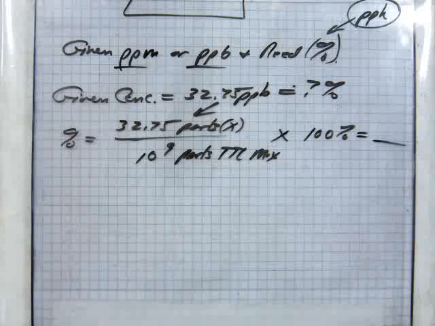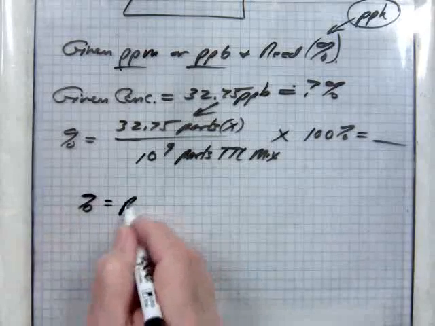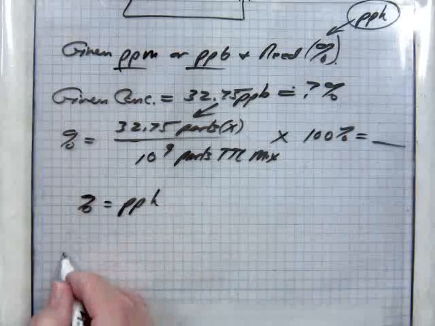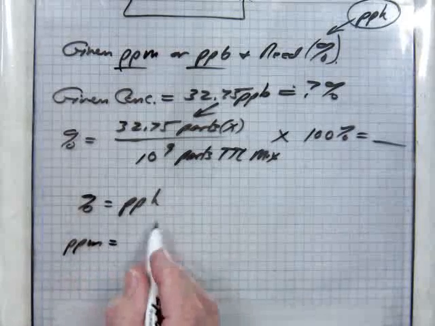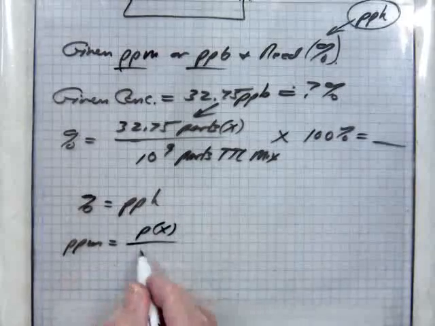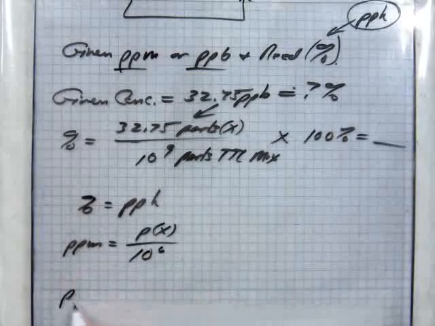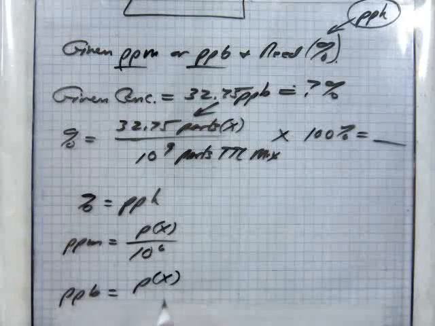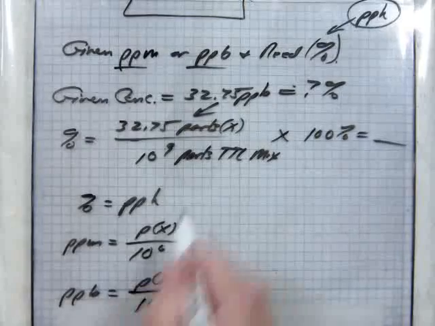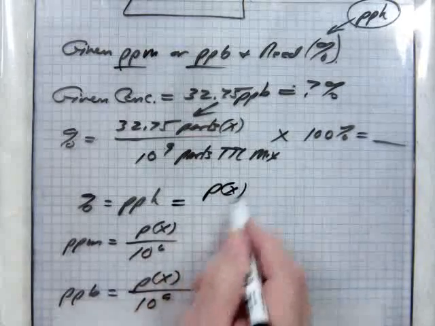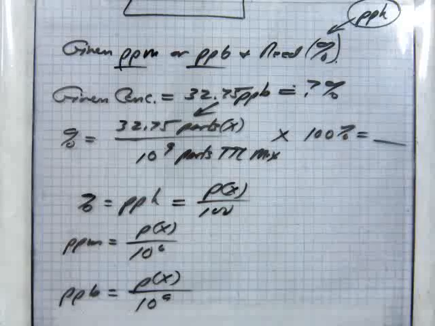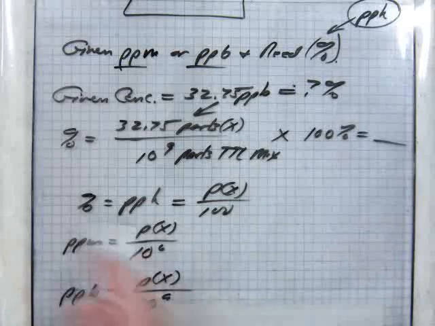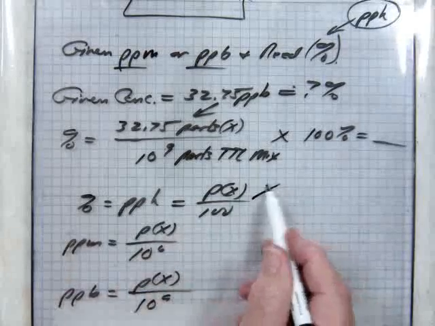So it's really a simple conversion. If you understand what is meant by percentage, parts per hundred, then parts per million is parts of X over 10 to the 6th, and parts per billion is parts of whatever substance it is over 10 to the 9th. This is parts of X over 100, or 10 squared. So in your conversions, it depends on where you want to go.